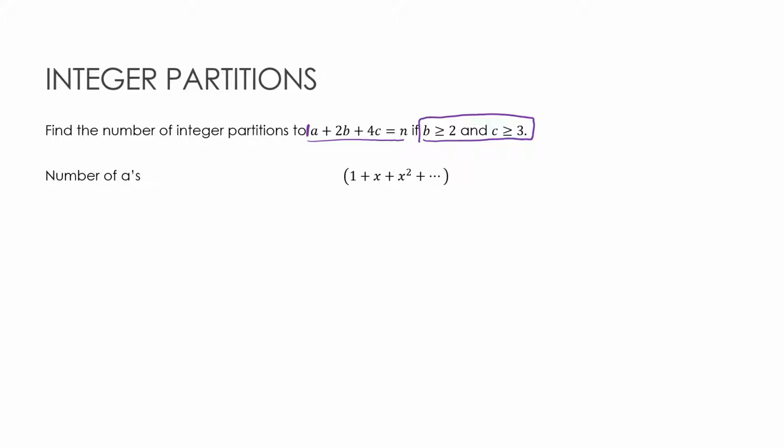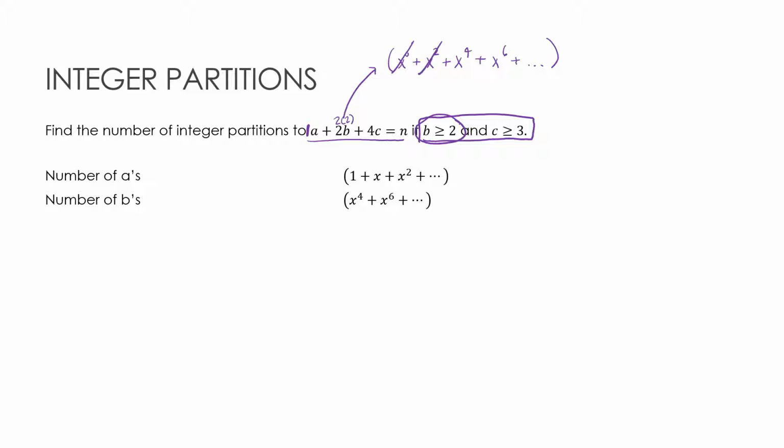For b, remember previously for b, I had used x to the 0, x squared, x to the 4th, x to the 6th, etc., because I was going by 2's. Now I'm saying b has to be greater than or equal to 2, which means if I plugged a 2 in over here, that's actually 4 is my very first value that I could use. So really I'm looking at x to the 4th plus x to the 6th plus etc. So that's for the number of b's.